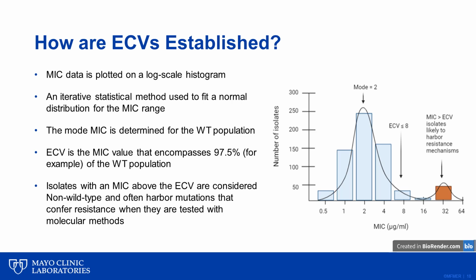Any isolates with an MIC below the established ECV of 8 micrograms per milliliter would be considered wild-type isolates, and any isolates with an MIC above the ECV of 8 micrograms per milliliter, such as those with an MIC of 32 micrograms per milliliter in the brown bar on this example, would be considered non-wild-type isolates. Where available, molecular studies have demonstrated that isolates with an MIC above the ECV often harbor genetic mutations that could cause them to be resistant to the drug tested.